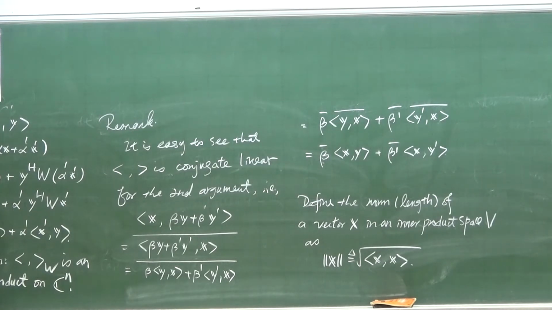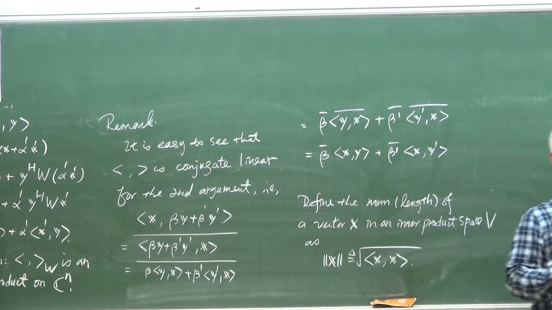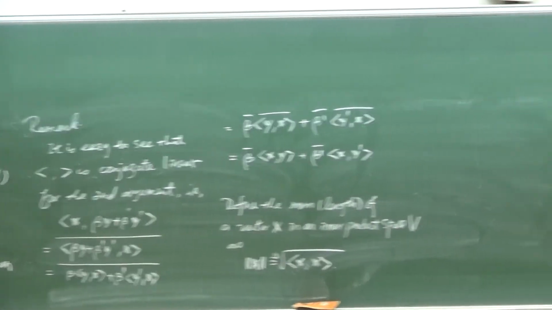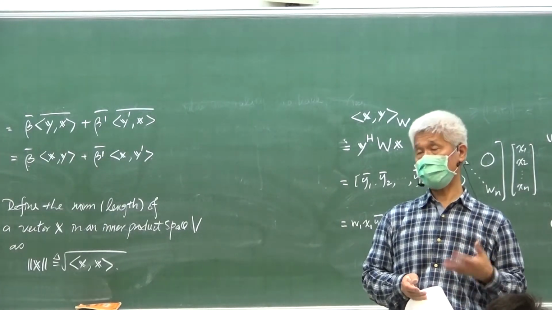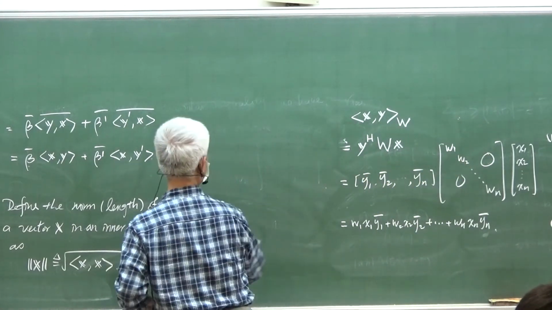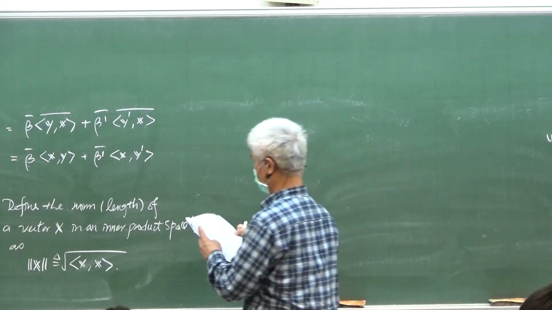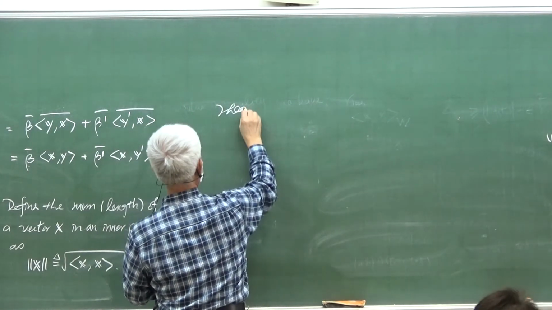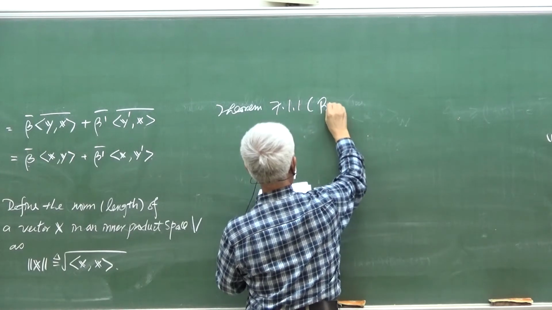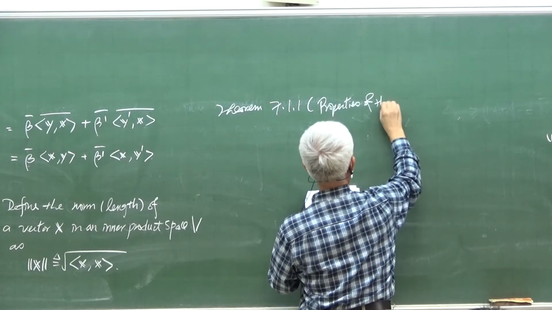And the line of thinking behind such a definition is from our previous experience on the n-dimensional real Euclidean space, as well as the n-dimensional complex Euclidean space. And for the norm, we have the following properties. 7.1.9, the properties of the norm.